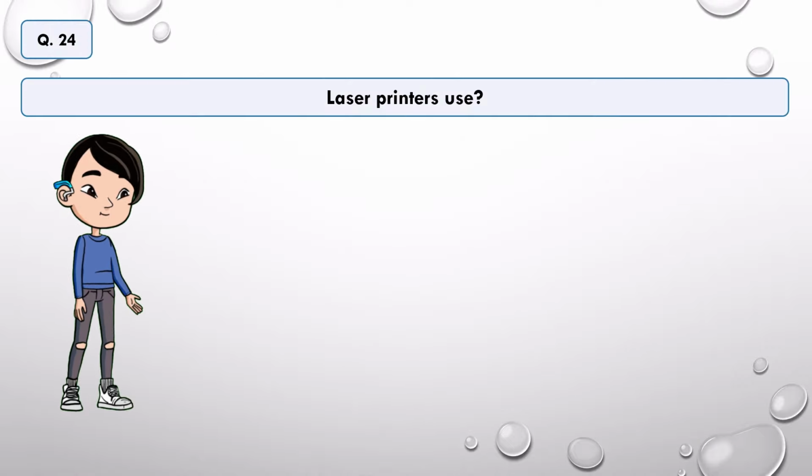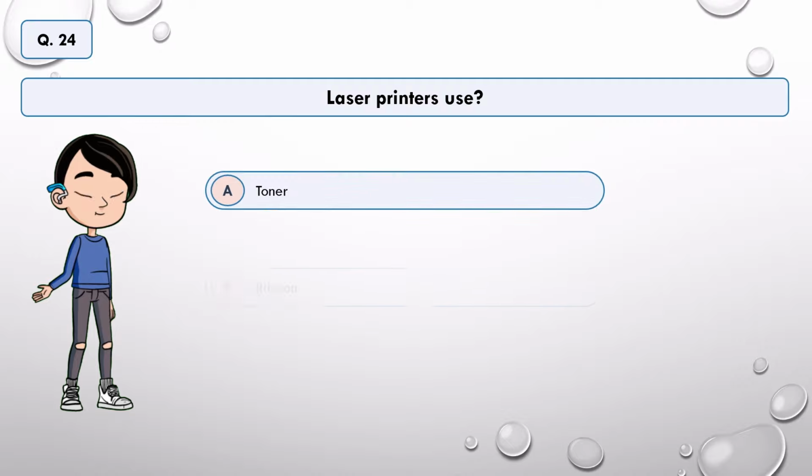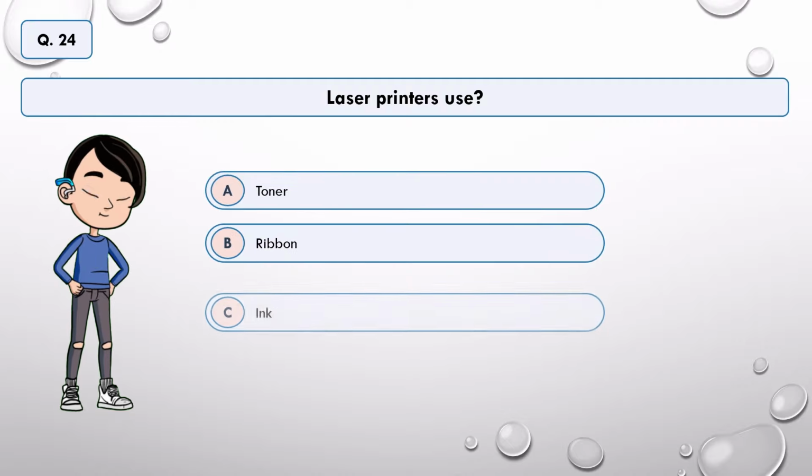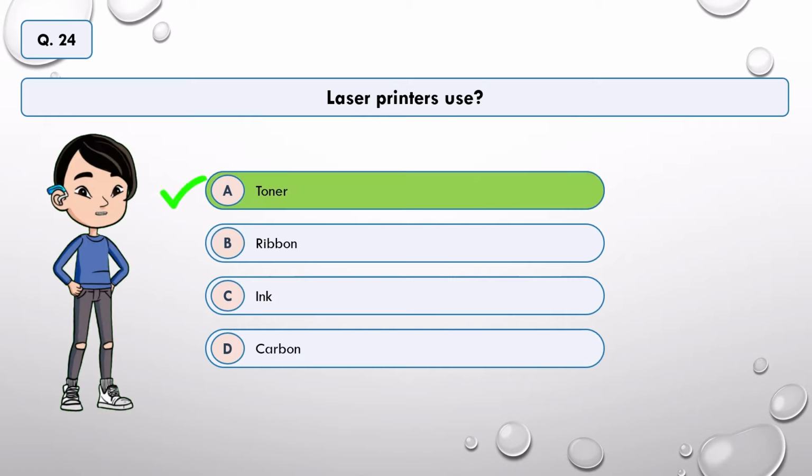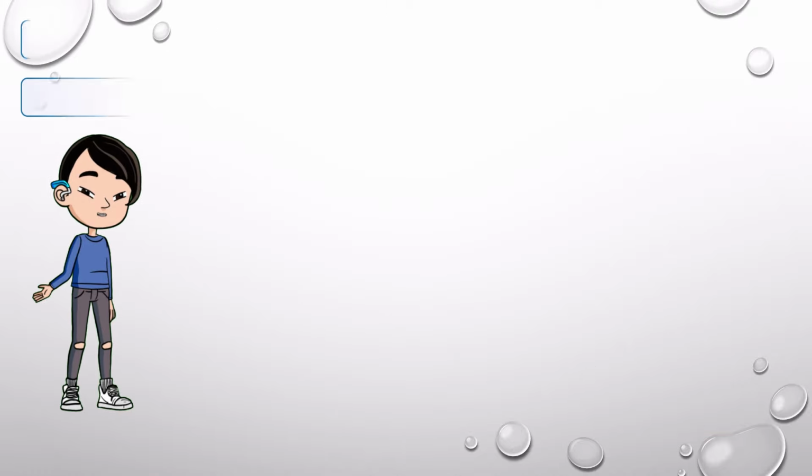Question 24. Laser printers use? Options are A. Toner, B. Ribbon, C. Ink, D. Carbon. Answer is toner.